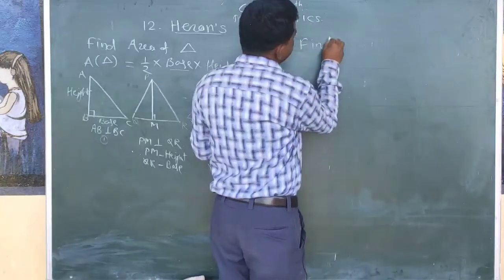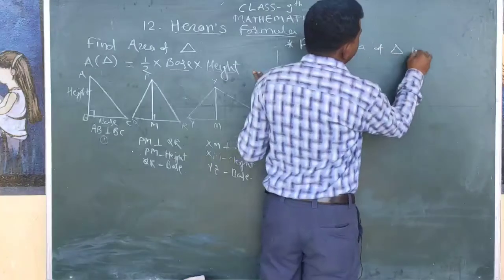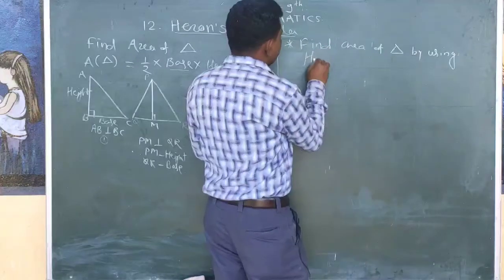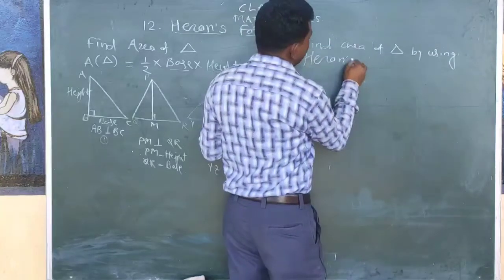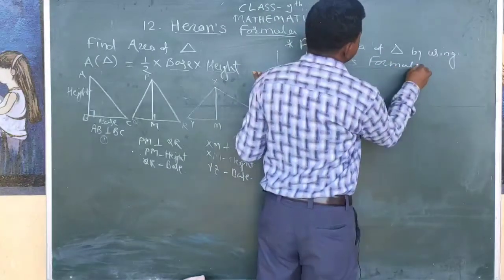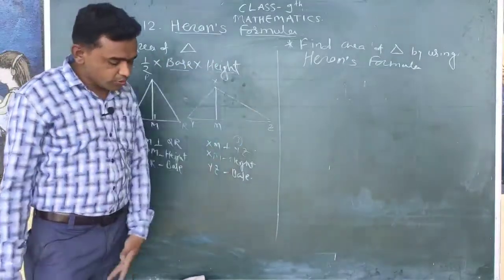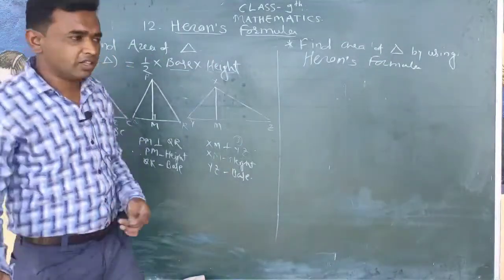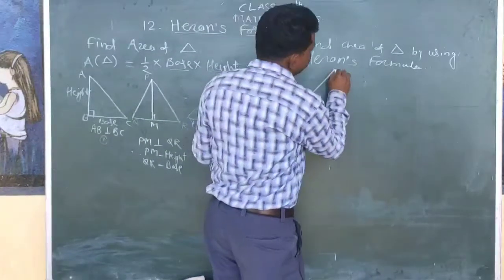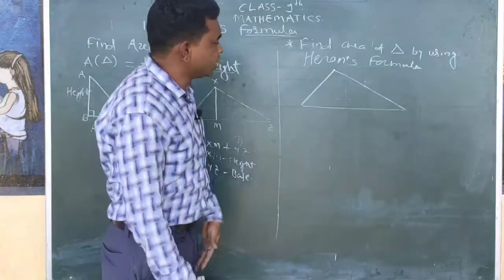This is the introduction of our chapter. Find the area of a triangle by using Heron's formula. So by using Heron's formula, if we consider a scalene triangle, it is not compulsory to take a scalene triangle. You can also take an equilateral triangle. Understand? Any type of triangle.